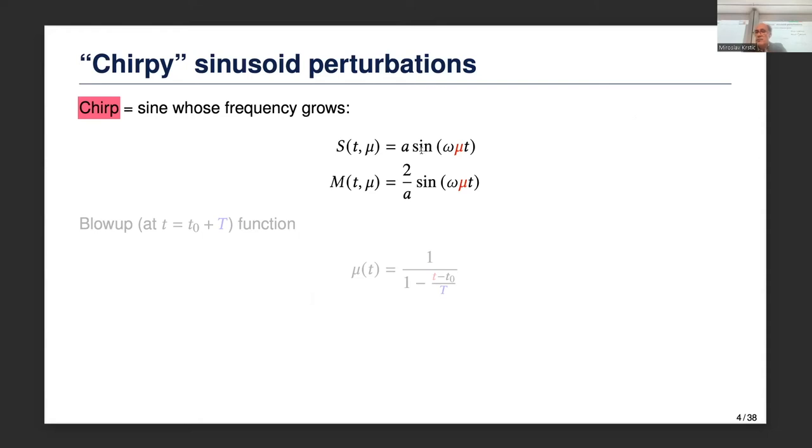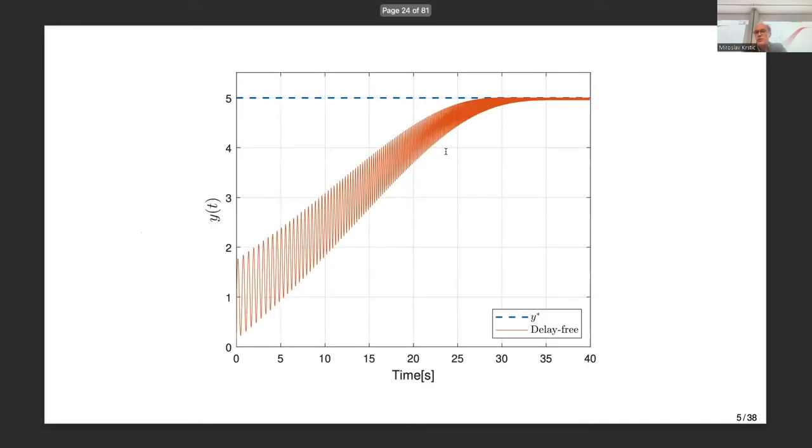There is a name for sine of a function of time that grows more rapidly than linear. This is called among engineers, and particularly among communication people, a chirp signal. So it's a sound that grows in frequency, and that's why it's referred to as a chirp. It sounds like a chirp of a bird. So we employ these chirp sinusoidal perturbations.